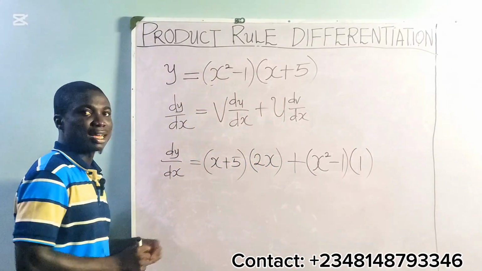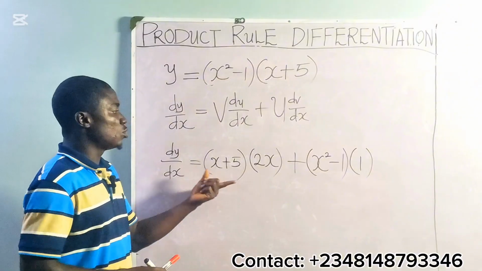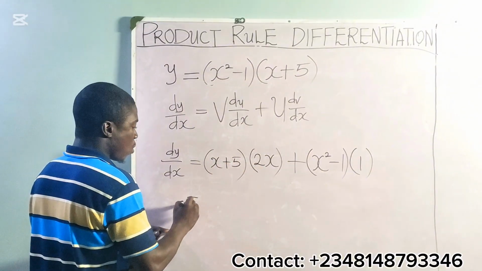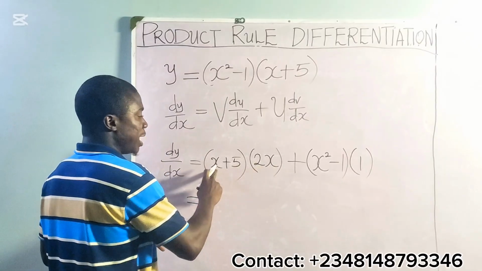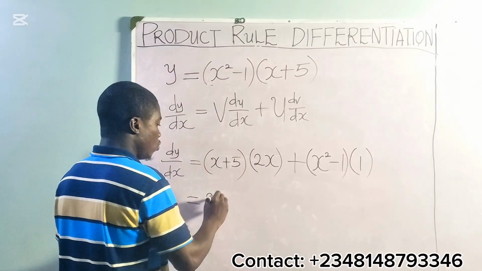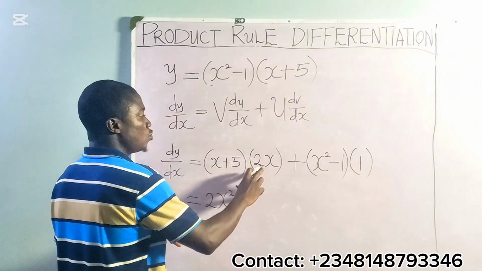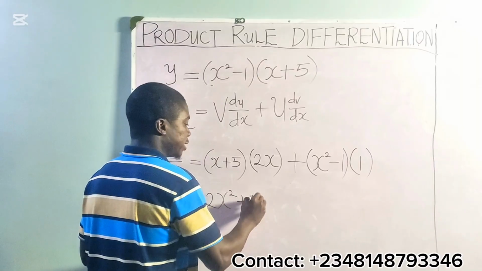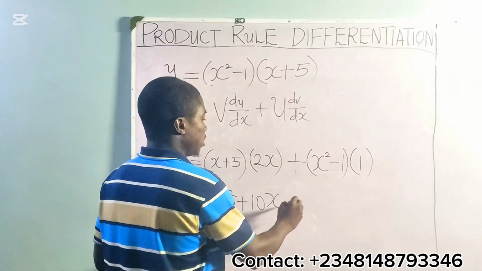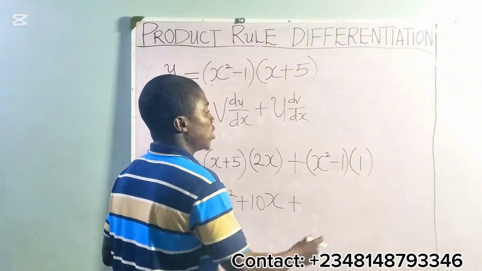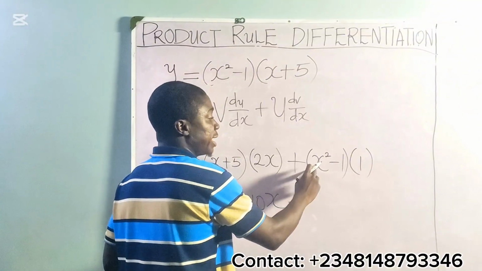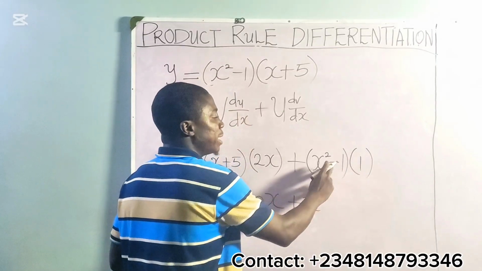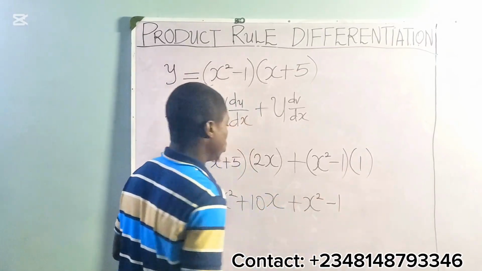All right, so what's our next task here? Our next task is to expand this bracket. So dy/dx is equal to 2x multiplied by x gives us 2x squared. 2x multiplied by 5 will give us positive 10x, plus 1 multiplied by x raised to power 2 gives us x raised to power 2. 1 multiplied by negative 1 is negative 1.